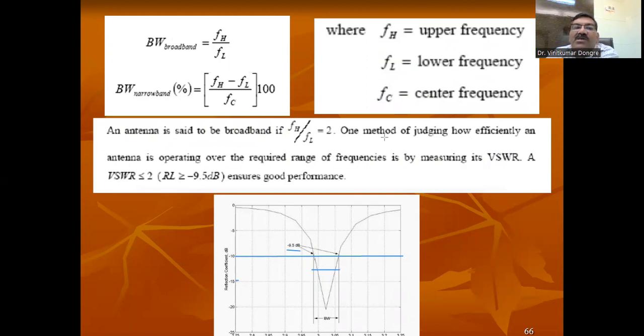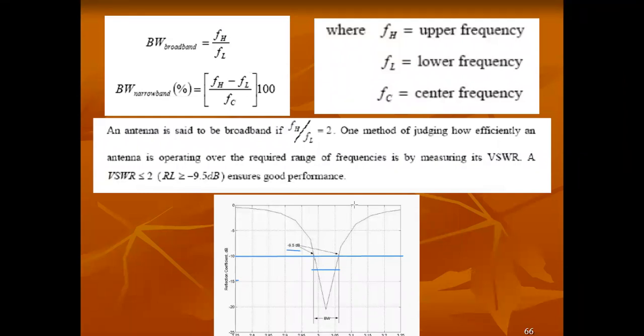Now I will come to the percentage bandwidth. Sir, can you repeat that below diagram again? Okay.